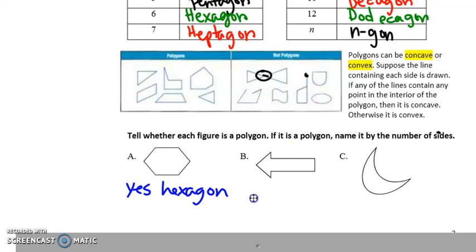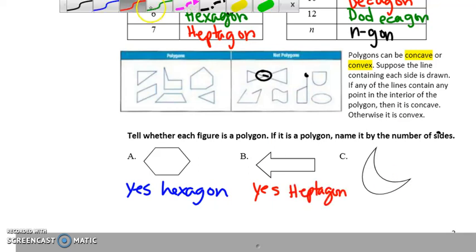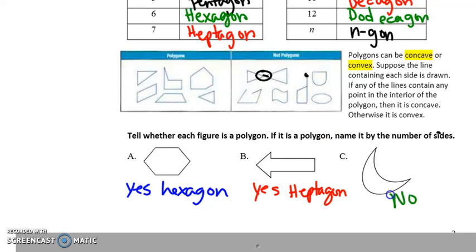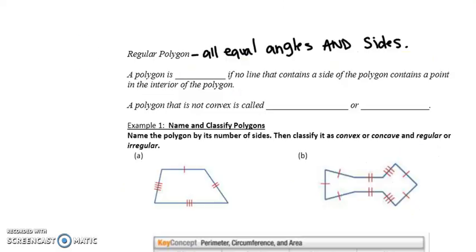This one, what do you think? Yes, and it has 7 sides, 1, 2, 3, 4, 5, 6, 7, so it's a heptagon. And then this one, no, it's got a curved side here. So that one is not.